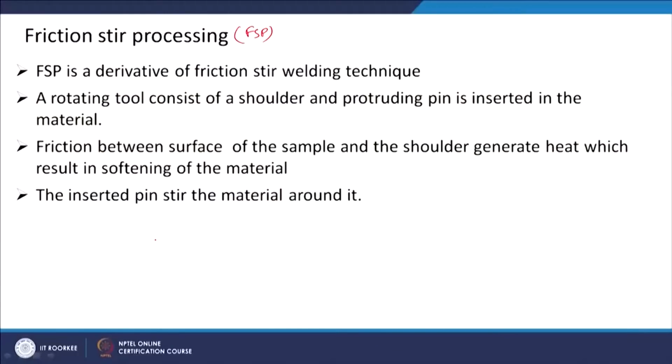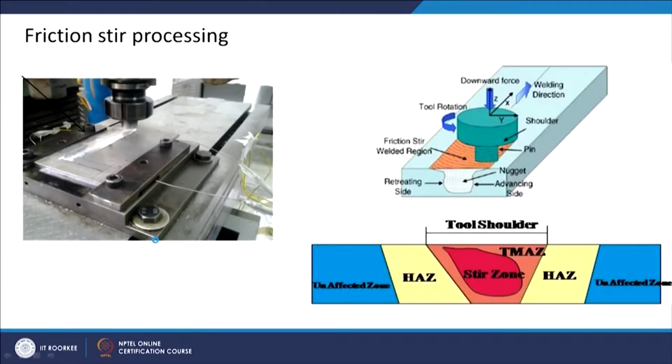In this, a rotating tool consists of a shoulder and a concentric pin, which is inserted in the material. Friction between the surface of the sample and the shoulder generates heat, which results in softening of the material, and the inserted pin stirs the material around it. So, I will show you the photograph or schematic of this to clarify this particular process in more detail.